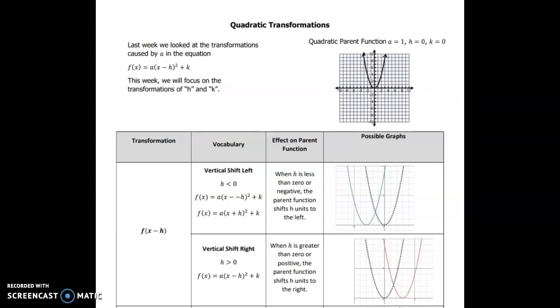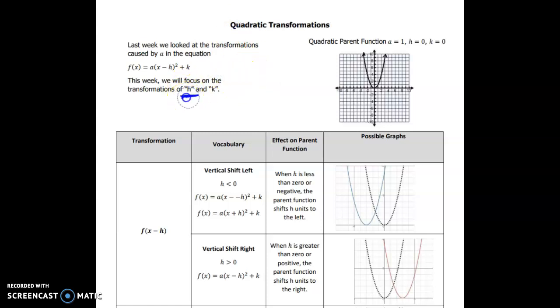So we're going to continue with quadratic transformations. Last week we looked at what a does in our vertex form of our equation, f of x is equal to a times x minus h squared plus k. We were looking at when h and k were 0, focusing just on a. What happens when it's positive? What happens when it's negative? What happens when it is a fraction less than 1, and what happens when it is a bigger number? We saw vertical reflections over the x-axis. We saw vertical stretches and vertical compressions.